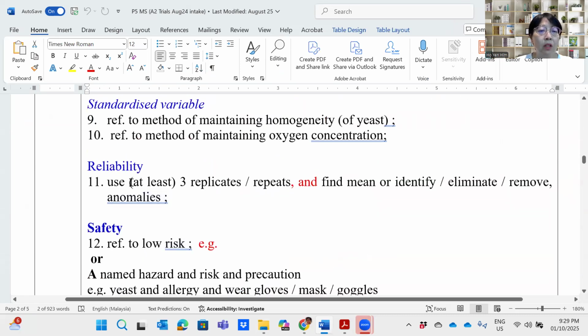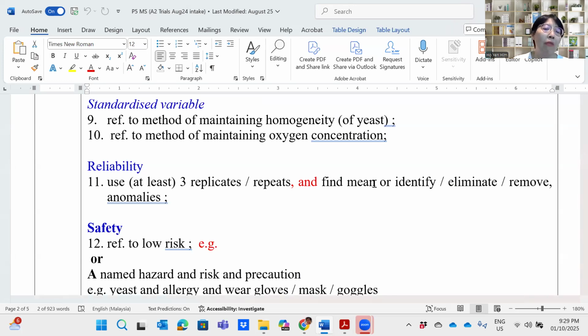So we must use at least 3 replicates. What do you mean by use? We must obtain, isn't it? Obtain 3 replicates. Actually, obtain 3 readings. Repeat experiment to obtain 3 readings. And that means some students didn't get marks. Right? They say, oh, repeat experiment 3 times. But then they didn't say calculate mean. Because of that, a lot of students, one third of the students, didn't get marks because of this.